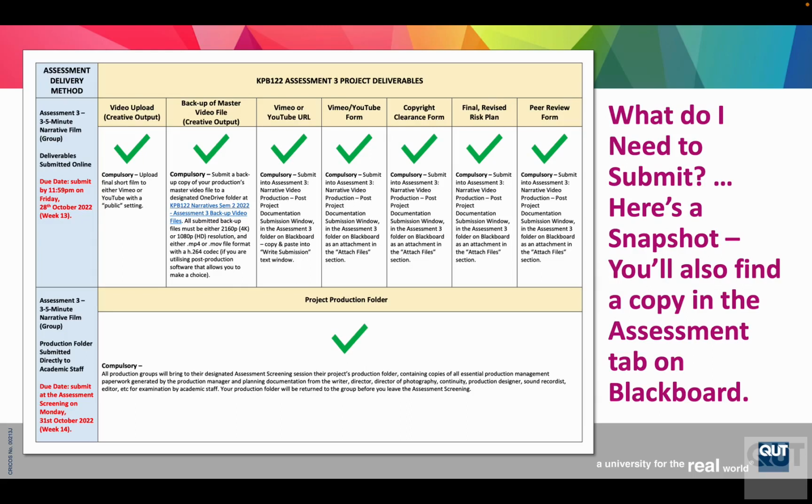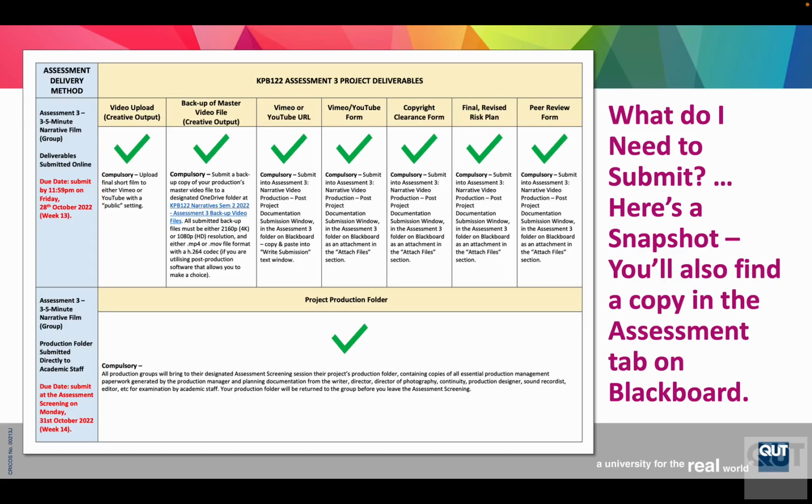submitted online, and then accompanying that, 4 pieces of post-project documentation: a Vimeo/YouTube form, a copyright clearance form, a final revised version of the risk plan form that you've been working with throughout the semester, and finally a peer review form. So that top area of the image there makes up all the online deliverables, and as you can see, they are the ones required to be submitted by 11:59 on Friday the 28th of October.